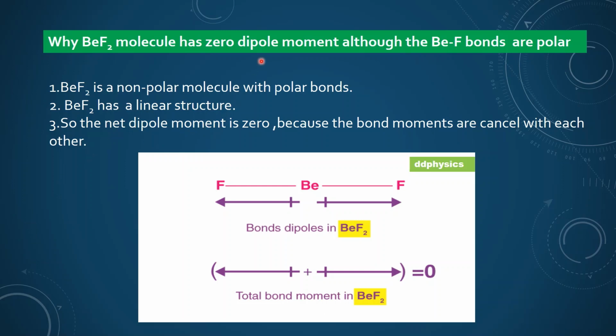Let me explain another important question on dipole moment. Why does the BeF2 molecule have zero dipole moment although the Be-F bonds are polar? BeF2 is a non-polar molecule with polar bonds. It is similar to carbon dioxide. BeF2 has a linear structure, so the net dipole moment is 0 because the bond moments cancel each other. Look at the diagram. Here in BeF2 the central atom Be has two bonds with two fluorine atoms. The dipole moments are in opposite directions and equal in magnitude. If you add these two dipole moments, the net dipole moment is 0. Therefore the dipole moment of beryllium fluoride is 0. That is the end of the dipole moment topic.